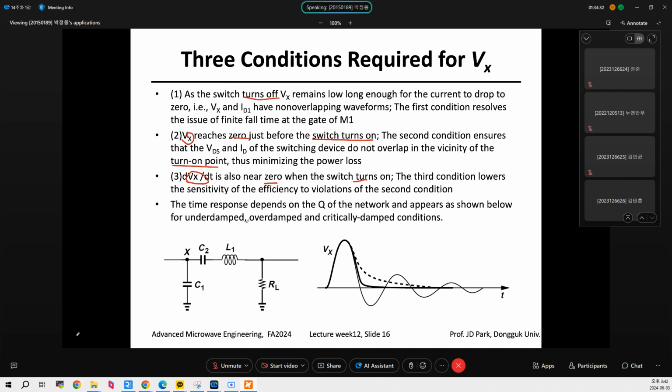Also, the time response depends on the quality factor Q of the network and appears as shown below. This is underdamping, this is critical damping, this is overdamping, right? So we have to choose this. Let's take a look at this.